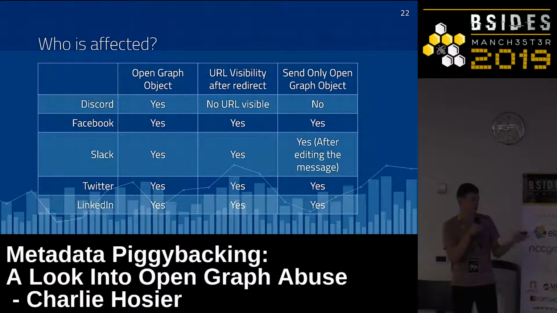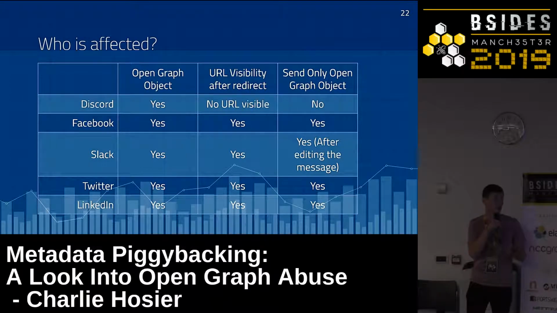And Twitter and LinkedIn are similar to Facebook in the sense that you can send an Open Graph object, you have the URL visibility, and you can also send only an Open Graph object.